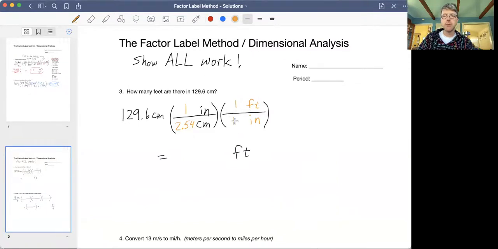Okay, 1 foot is 12 inches. And now, oh, I forgot to cancel out my units here. Centimeters cancel out. You can always do it at the end like this too. This is totally fine. Okay, now we've canceled out all that. We're left with feet.